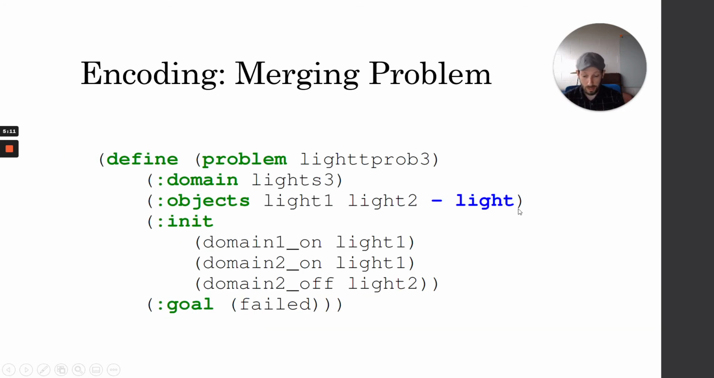Now, the first step in this is to merge the problem files. The second domain has a predicate for both on and off, and so what you'll see here is we have a prefix for domain 1 where the light 1 is on. Here, for the second domain, we have a prefix for domain 2, and we say light 1 is on and light 2 is off. This comes from the initial state of domain 2, and our goal is to fail.